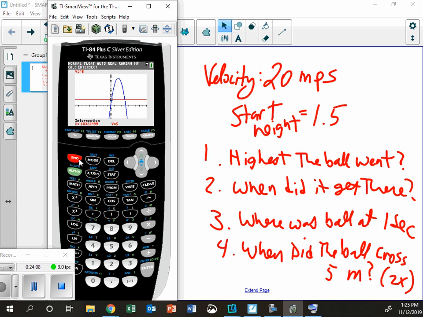And then the other time, second, calculate intersect, get really close to that. And as long as I'm actually closer to that than I am to the other one, it'll jump to it. That's close enough, actually. Do. And there we go. I'm going to round that to 3.9 seconds. It was at 5 meters. So it is there twice, once on the way up, once on the way down.